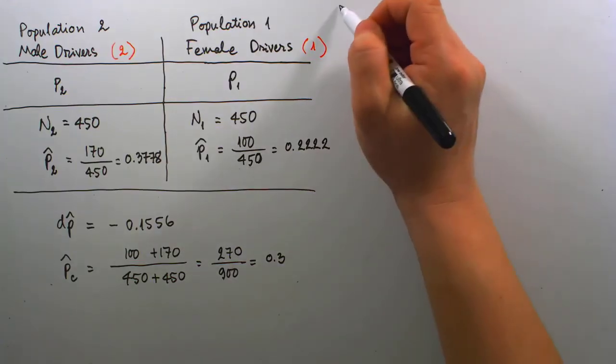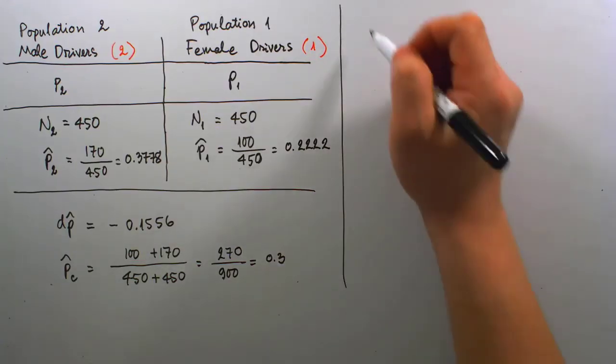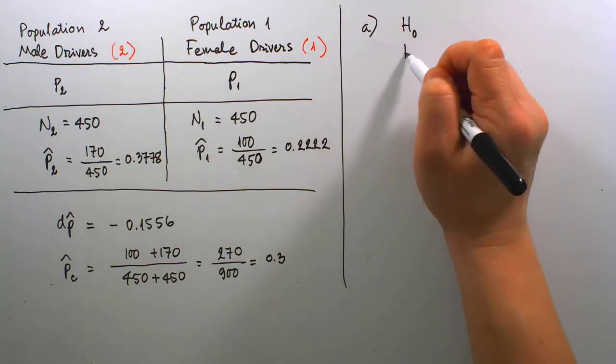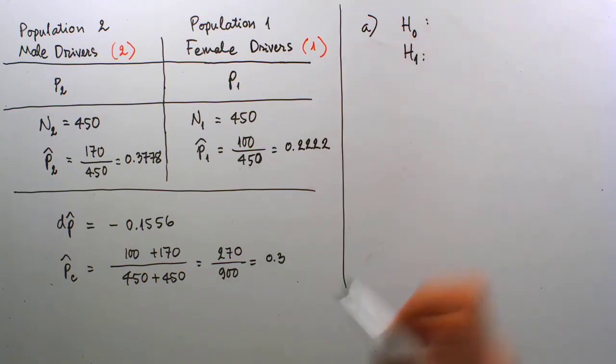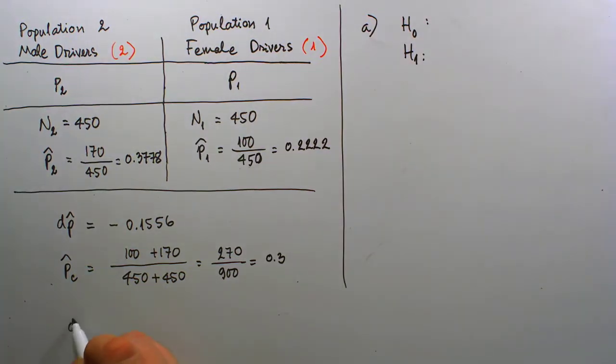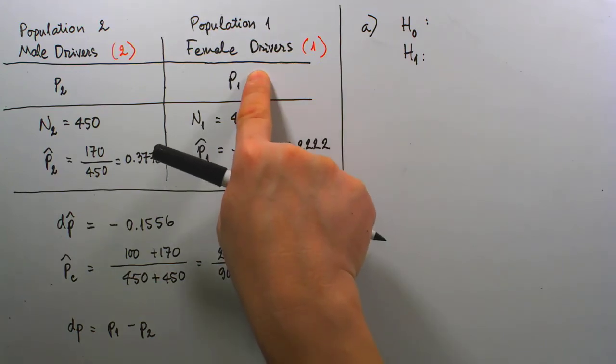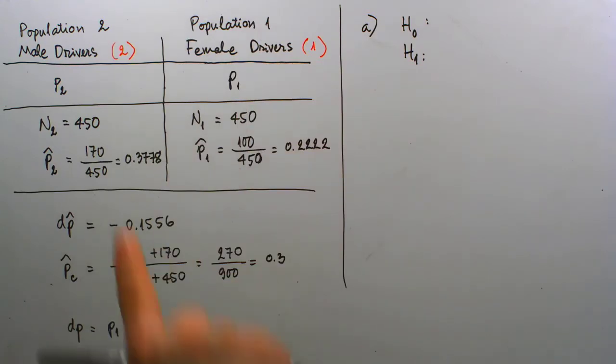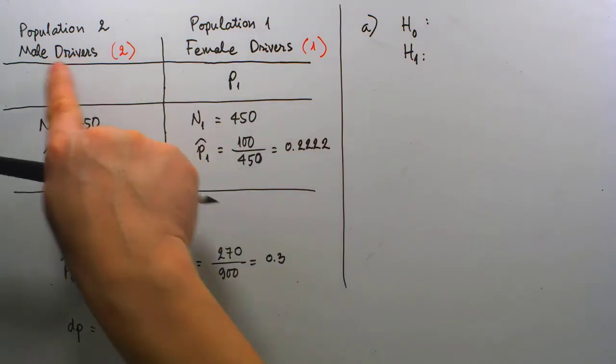But now when it comes to testing our hypothesis in part A, the two hypotheses would look as follows. Again, as a reminder, it's all due to the fact that we have permanently defined dp to equal p1 minus p2, and again I have to say for whoever is in the role of p1 and whoever else is in the role of p2. So in this case, p1 is actually the population proportion from female drivers, and p2 is the population proportion from the male drivers population.